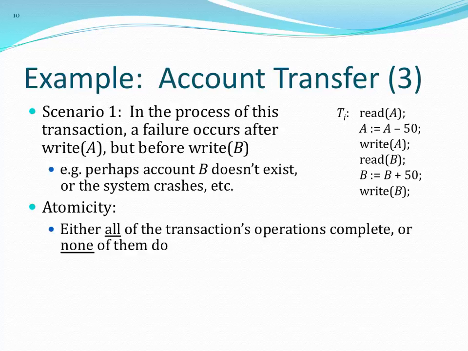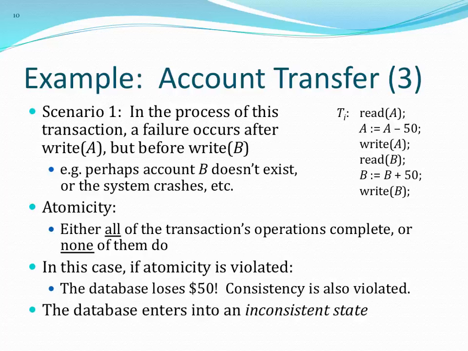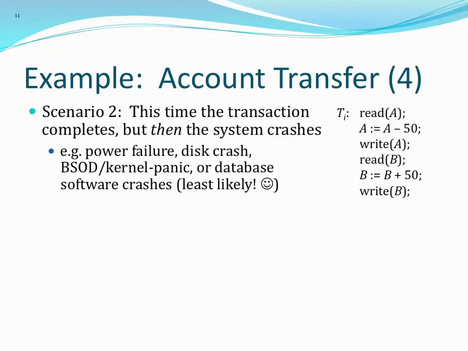It's really interesting that you can actually implement things like atomicity relatively easily. So yeah, if atomicity is violated, well, in this case, if you subtract $50 from A and write it back, and then don't get to write B, then you lost $50, and your customer will be unhappy. So that's pretty obvious. So yeah, we say that the database is in an inconsistent state in this situation.